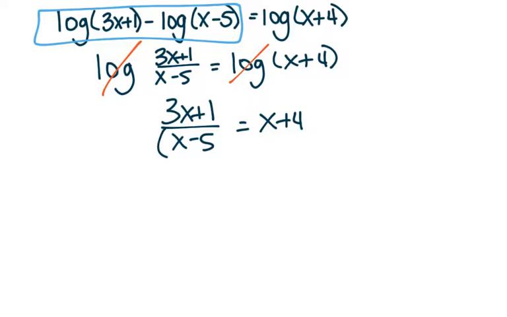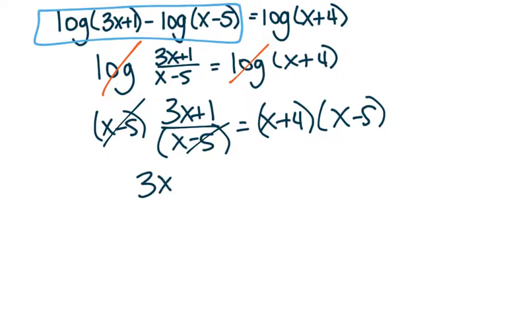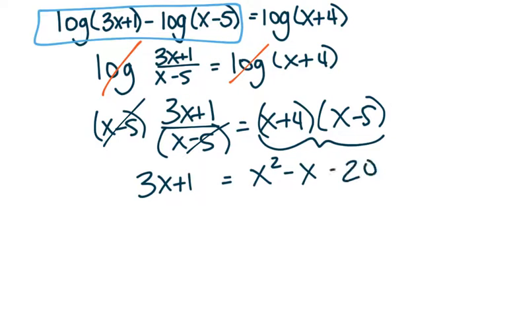Okay, I'm going to multiply both sides by that quantity x minus 5. This cancels out, so I have 3x plus 1 equals. Then I have to distribute that or FOIL it. Now I'm going to get everything to one side.